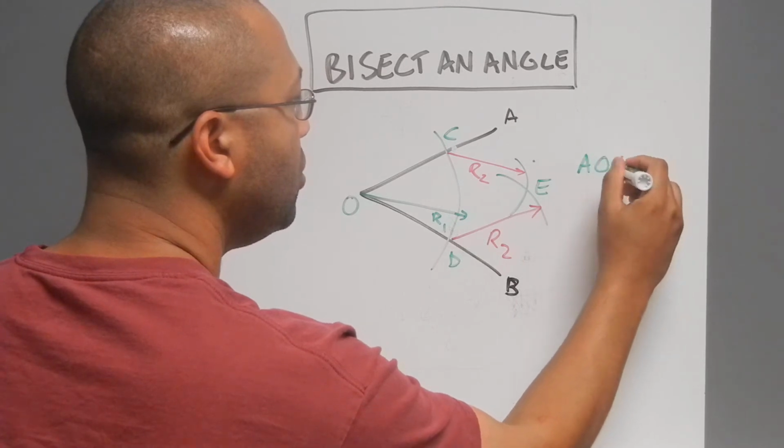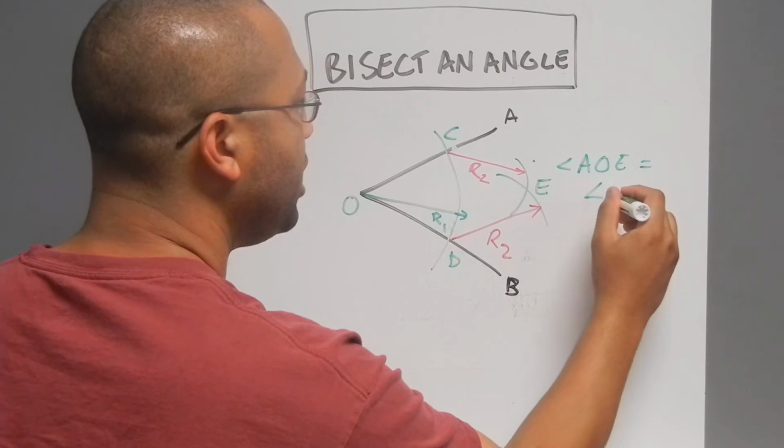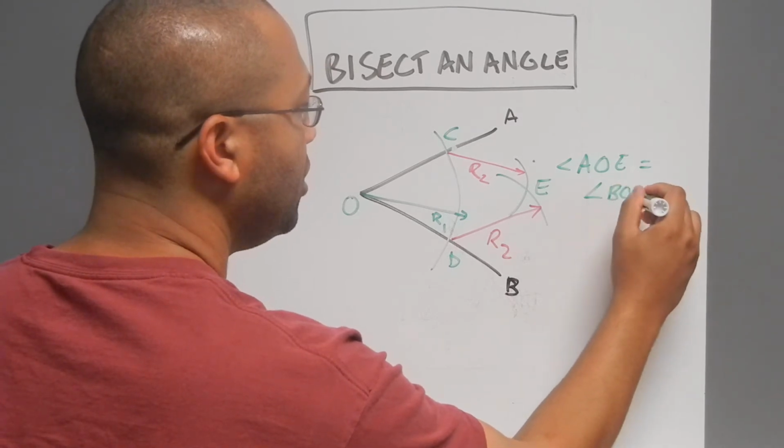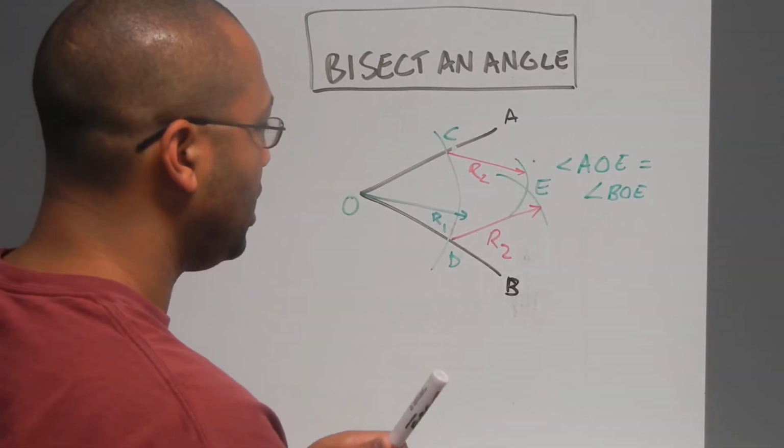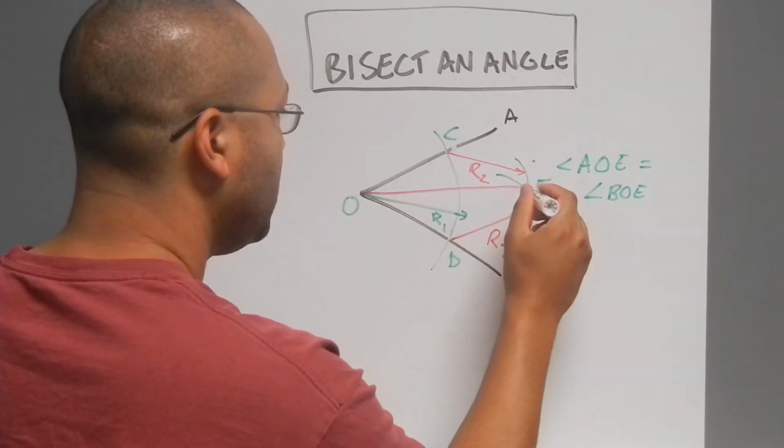Angle AOE should be equal to angle BOE. And that's basically it; let me create that angle right there.